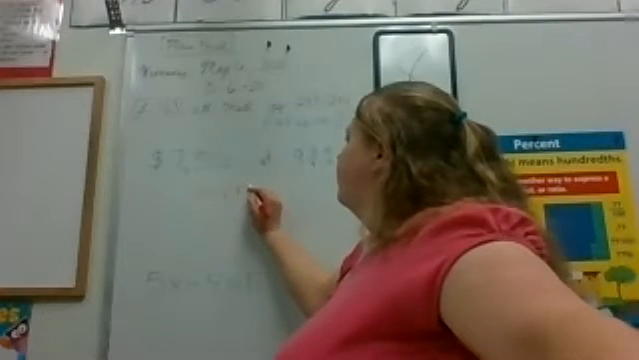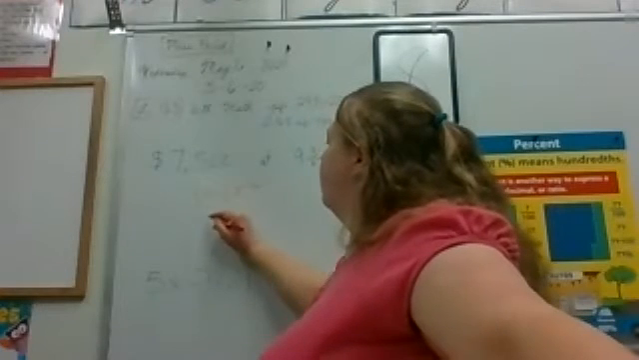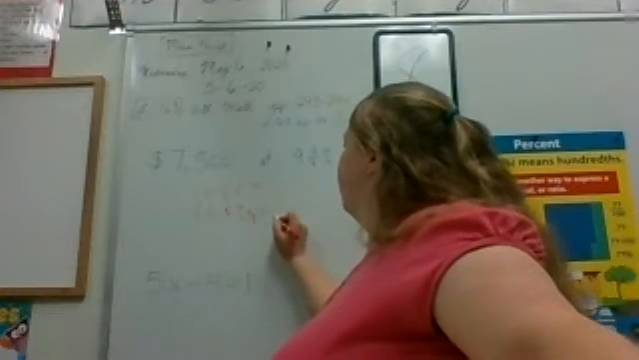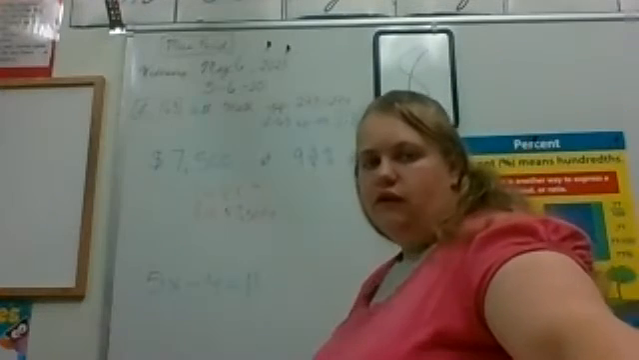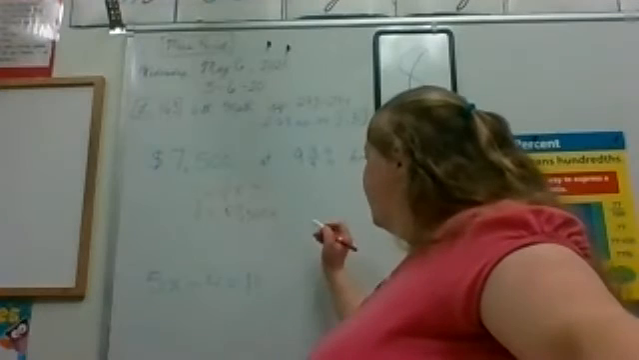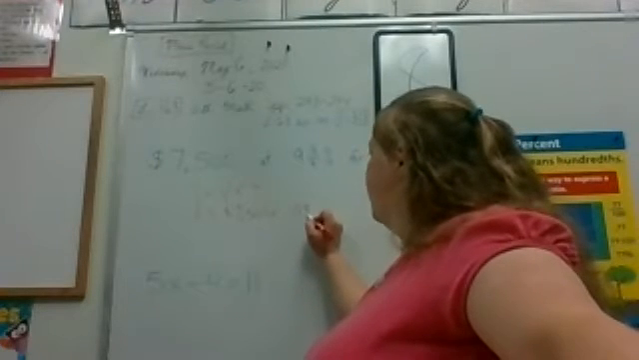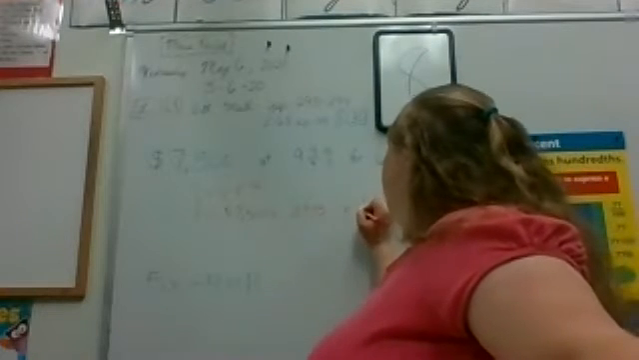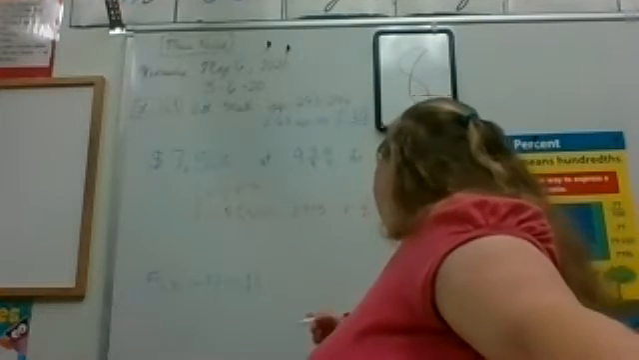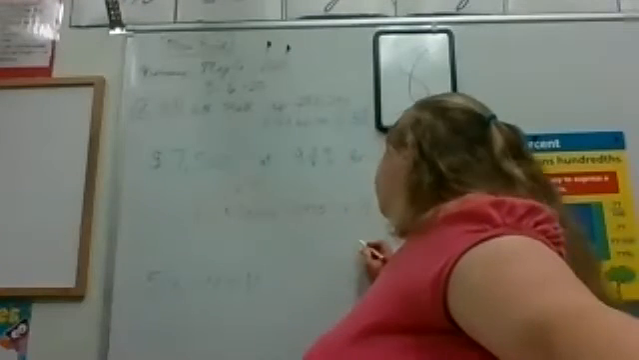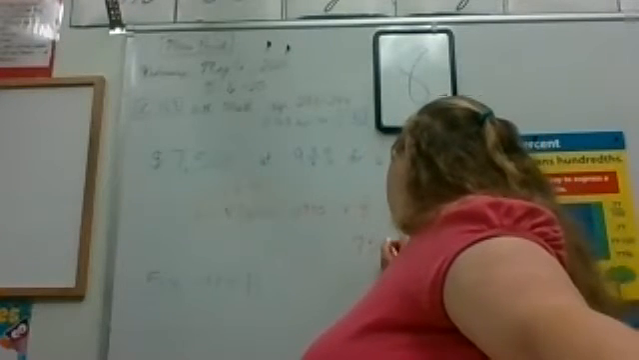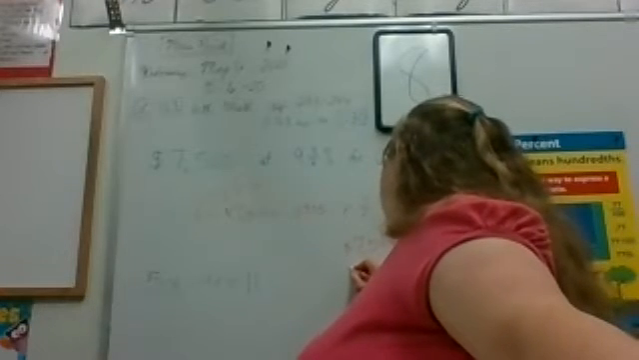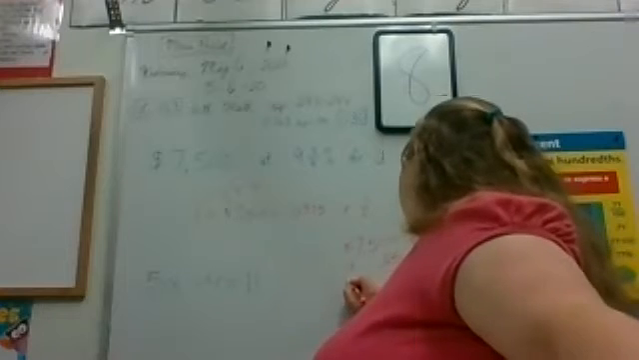Principal times rate times time, okay? Principal is what? 7,500 times what changes to a decimal? 3/4 is what? 0.75, so then it would be 0.0975. And then 6 months is 1/2 or 0.05. So let's cut 7,500 in half. That'll be our first thing. So we're going to times it by 0.05 will be the easiest.